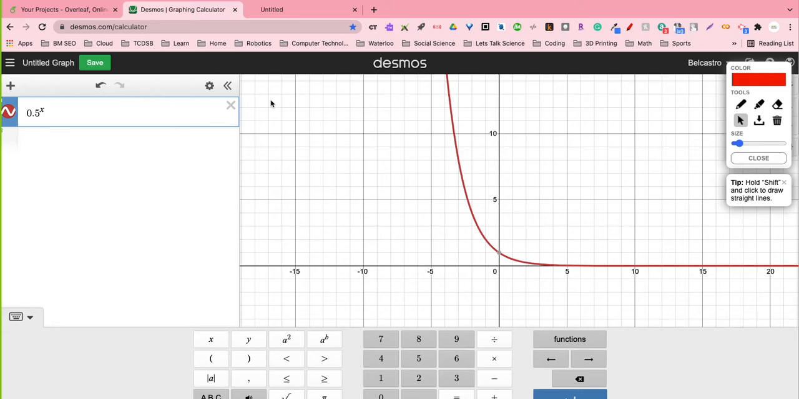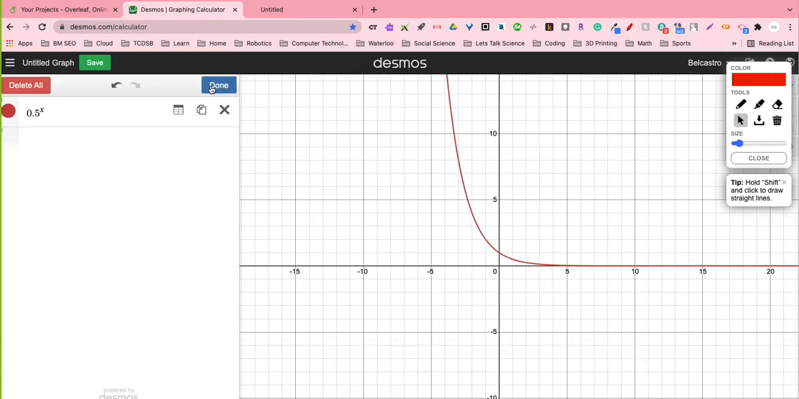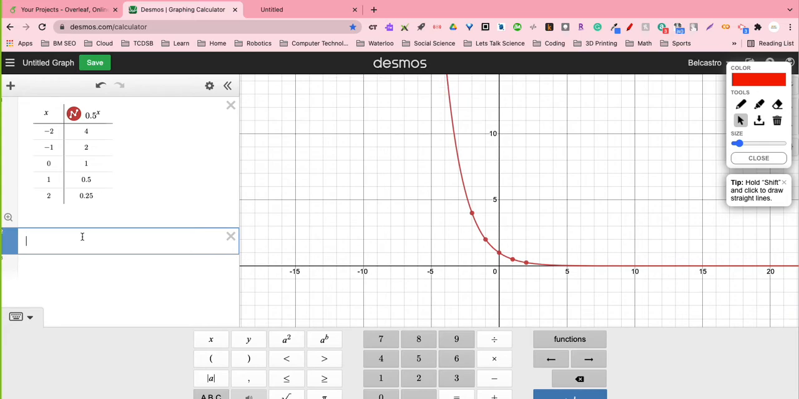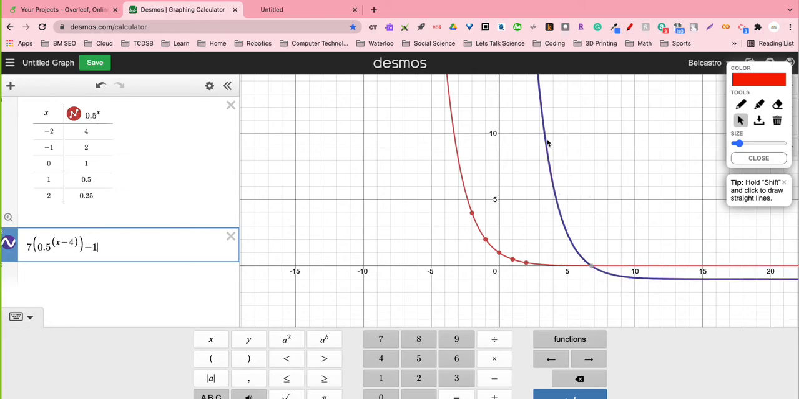If I can, I should be able to make it into a table. There we go. This table is going to help us a lot. We're going to make a couple of tables. I'm going to put the new function in. So the new function we had was 7 multiplied by 0.5 to the power of x minus 4. What's going on there? I'll put in brackets, I think. There we go, x minus 4, minus 1. So here's our new function.